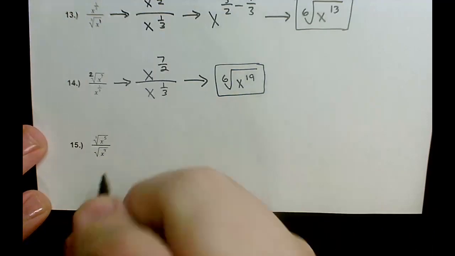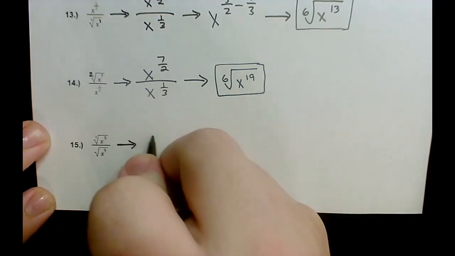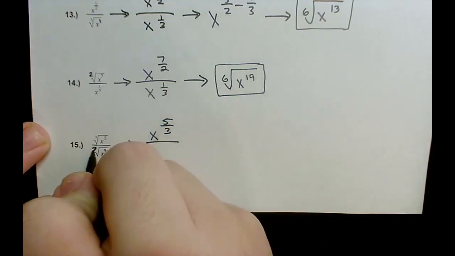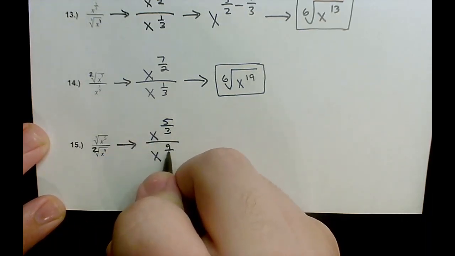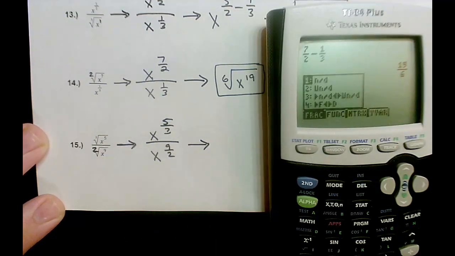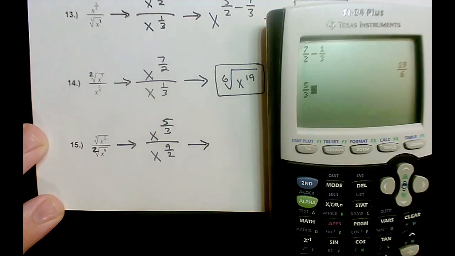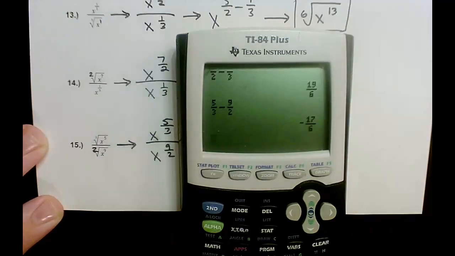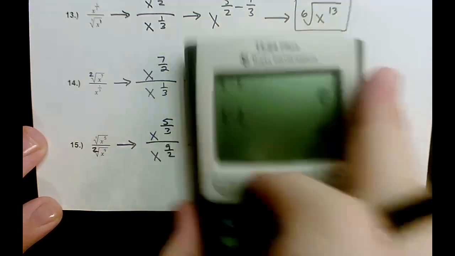Okay, number 15. The top would become x to the 5/3 power. The bottom would become x to the 9/2 power. So 5/3 minus 9/2 comes out to negative 17 over 6. Now wait a minute, wait just a minute. X to the negative 17 over 6 power.